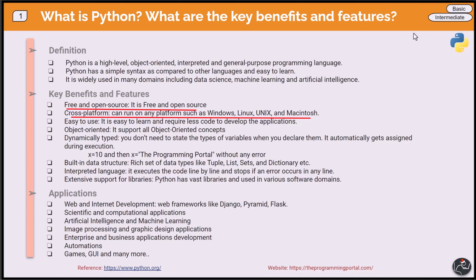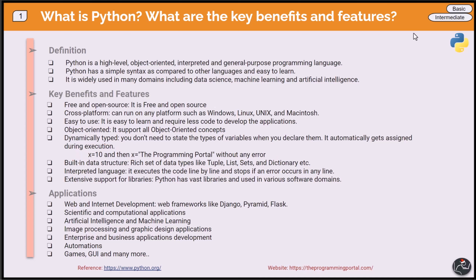Now coming to the next set of benefits. It supports all object-oriented concepts and can be used for normal scripting or enterprise level applications. Most developers, including me, like its dynamically typed feature, which means that you don't have to specify any data type while creating variables. It gets automatically assigned during execution. Let us understand this from an example. Let's say you have a variable x and you set the value to 10. Then Python understands and treats this as an integer. Or if I say x equal to some string, then it will automatically understand this is of type string.